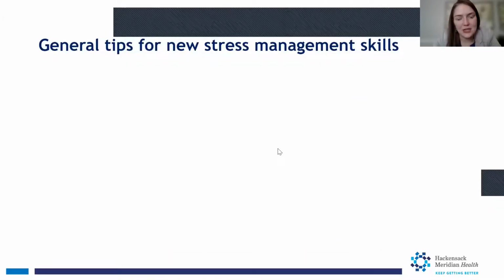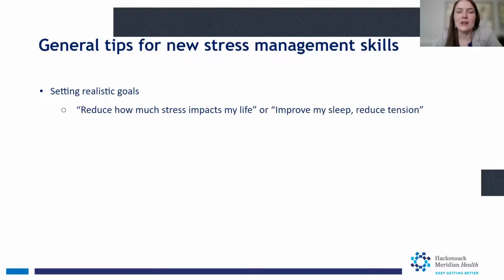All right, and so before we jump into that whirlwind tour, just a few general tips. When we're practicing a coping strategy, it's often helpful for us to set a realistic goal around what we're hoping to accomplish. So here's a couple of examples, like reducing how much stress impacts my life or a specific thing that it's been impacting, improving sleep, reducing tension. Those are certainly realistic goals. I would say that it's less realistic, for example, to say I want to be completely stress-free or anxiety-free. As we talked about, these are often stressful experiences. And so setting a realistic goal can keep us on track.